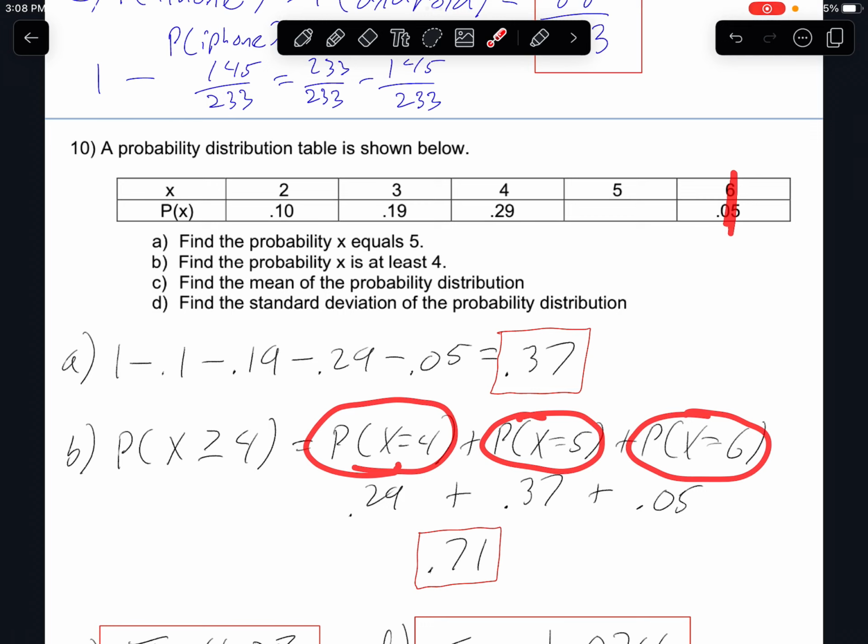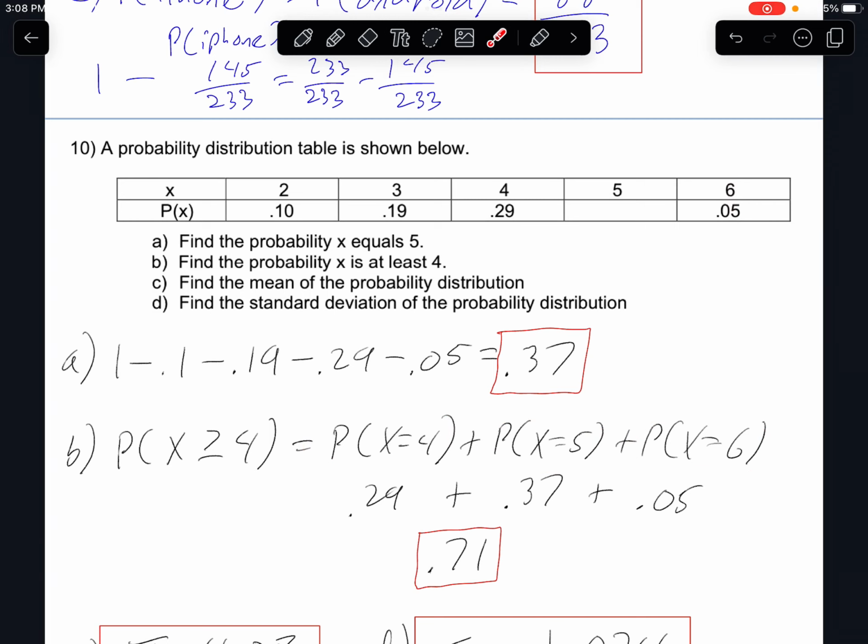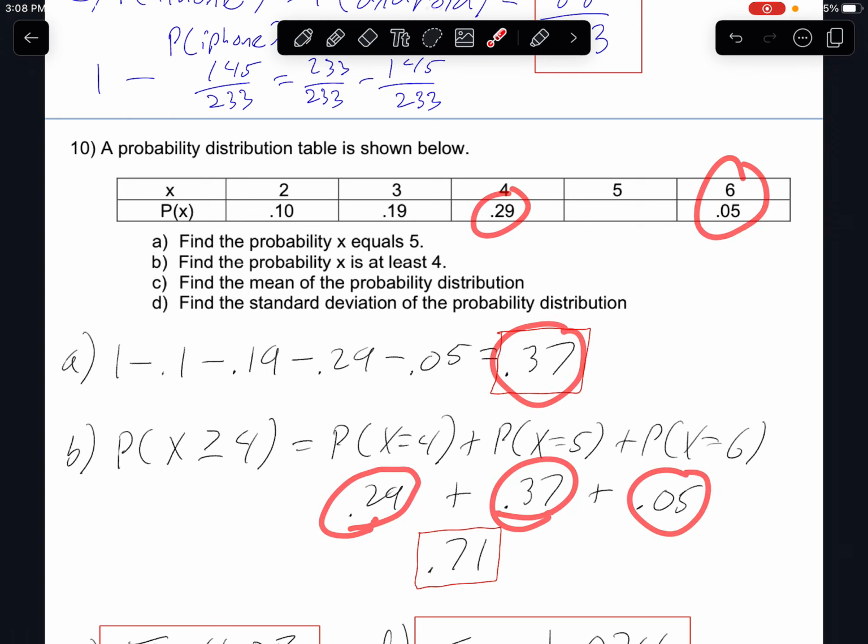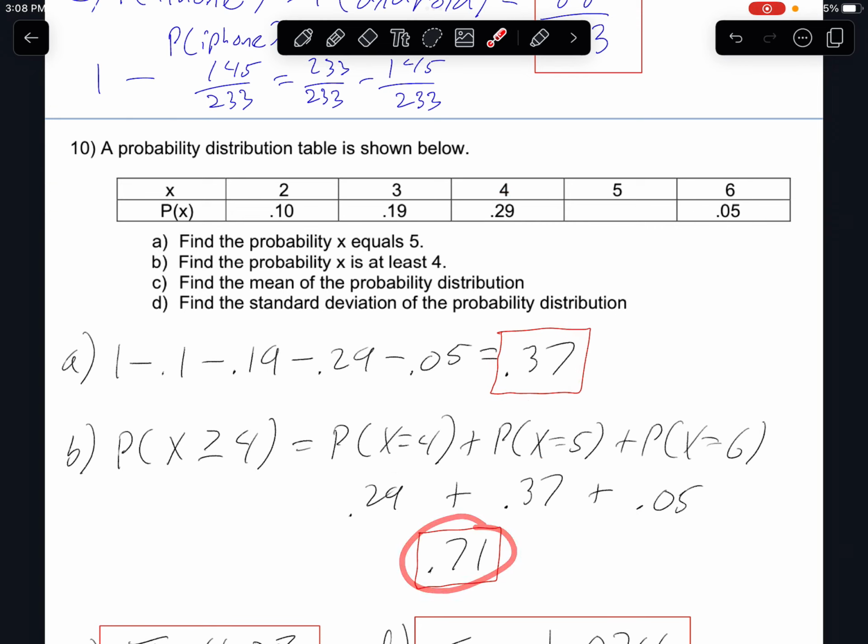If X was possible to be 7, 8, or 9, then there would have to be probabilities associated with 7, 8, or 9. So that's going to be X equals 4, which has a probability 0.29, plus 0.37 for X equals 5, that's what we calculated, and then 0.05 for X equals 6. Add that up to get 0.71.